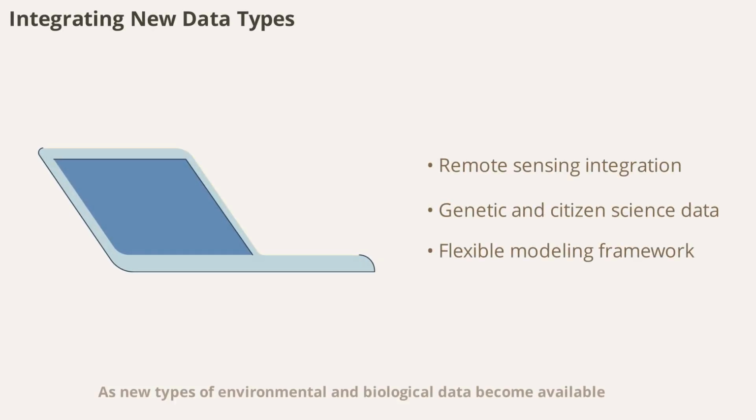As new types of environmental and biological data become available, MaxEnt and similar models can be adapted to incorporate them. For example, remote sensing data, genetic information, and citizen science observations can all enhance model accuracy and ecological relevance. The flexibility of MaxEnt's framework supports ongoing innovation in ecological modeling.